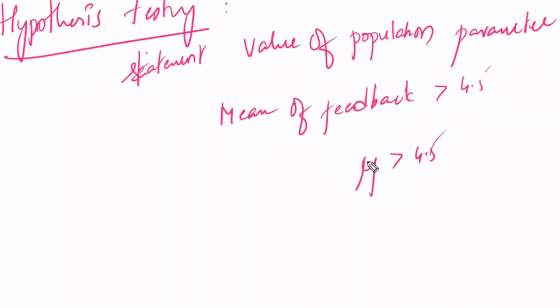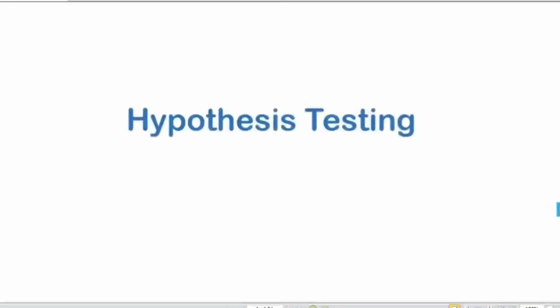Whether this is true or false, whether it is to be accepted or rejected, we are going to do based on the sample data. We check based on the sample data and predict whether the population parameter statement is true or false, right?